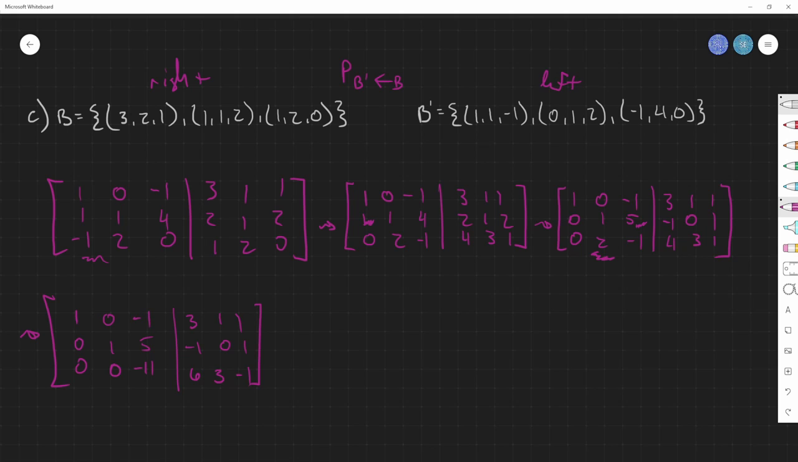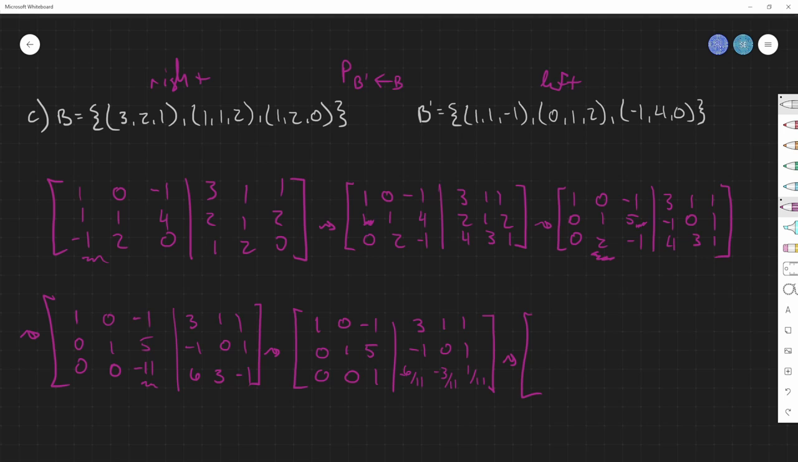All right, we're getting somewhere. Looking kind of icky though because of this 11, because now we have to divide. Yikes. So 1, 0, negative 1, 0, 1, 5, and 0, 0. This is going to be 3, 1, 1, negative 1, 0, 1. And then we've got 6 over 11, negative 3 over 11, and then 1 over 11. Ew.